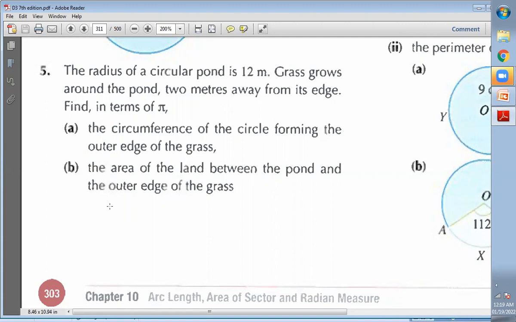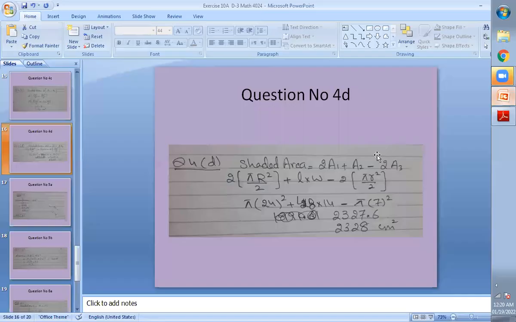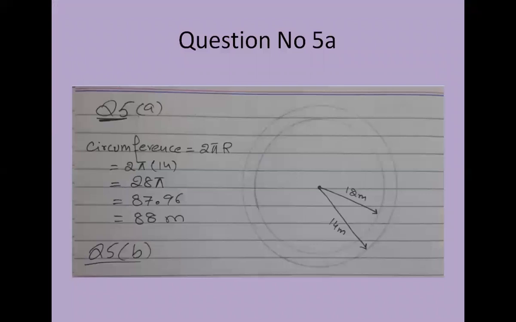Okay, so the area of the land between the pond and the outer edge of the grass is like a ring. You have to find the area of the grass, which will be in the shape of a ring, that area where the grass is growing. So you will find the area of the ring. Let me show you how I have done this.